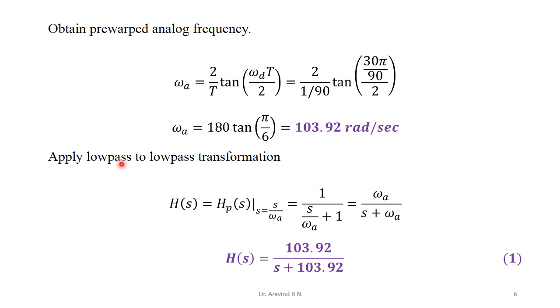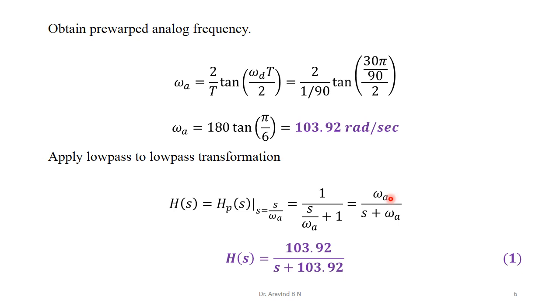Now apply the low pass to low pass transformation. That is, H of s is equal to Hp of s at s equal to s divided by omega a. The prototype representation is given as 1 divided by s plus 1. For that we are going to substitute s equal to s divided by omega a. So this has been substituted. After simplification we are going to get this representation.